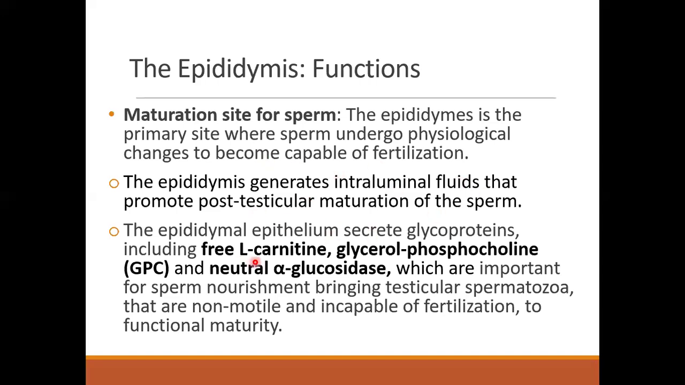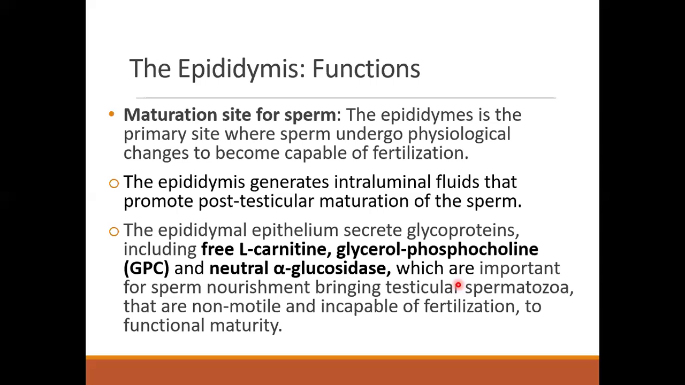So this is what is happening. The epididymal epithelium secretes glycoproteins, including free L-carnitine, glycerophosphocholine, GPC, and neutral alpha-glucosidase, which are important for sperm nourishment, bringing testicular spermatozoa that are non-motile and incapable of fertilization to functional maturity. What it means is that once the sperm have been produced from the testes and go through maturation here, these are the glycoproteins that are needed for the sperm to reach maturity.